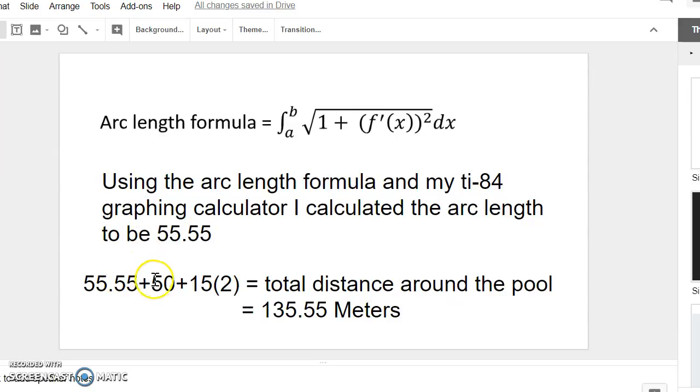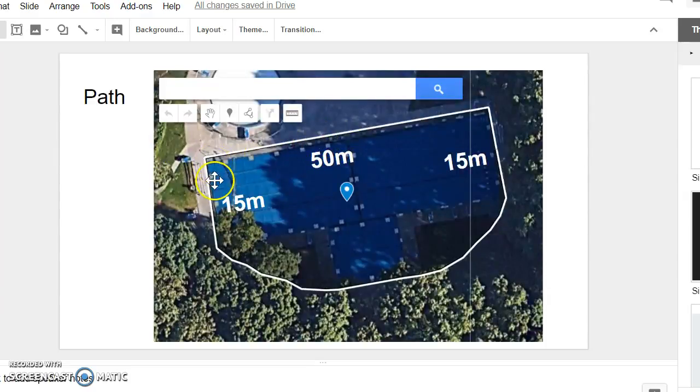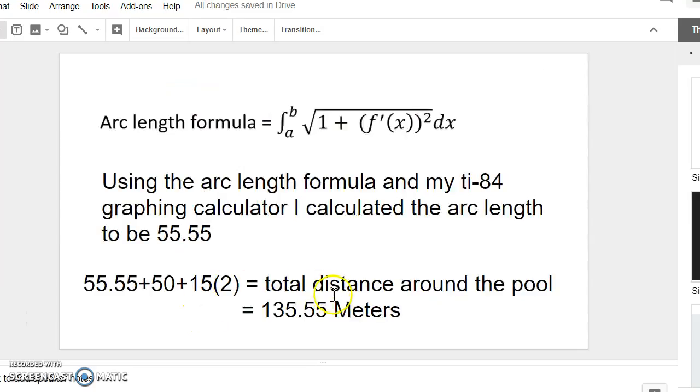Then when you add in the 50 here plus 15 twice, the total distance of the pool is going to be 135.55 meters.